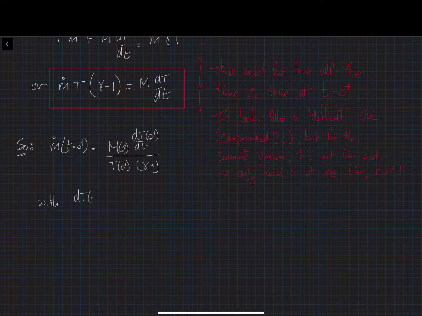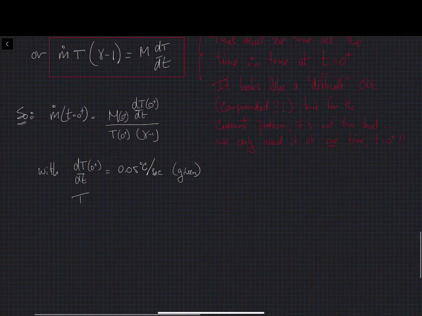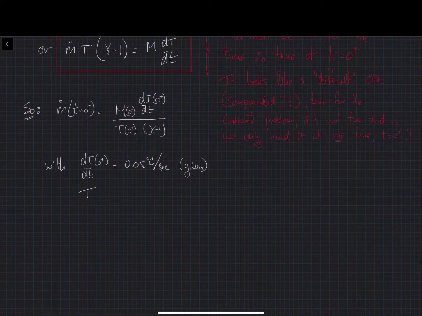All right, so solving for this mass flow rate at time equals 0, we can isolate that in the boxed equation above and express it in terms of what we know. And so we're going to need the mass at time 0. We haven't calculated that just yet. And everything else, though, we know.